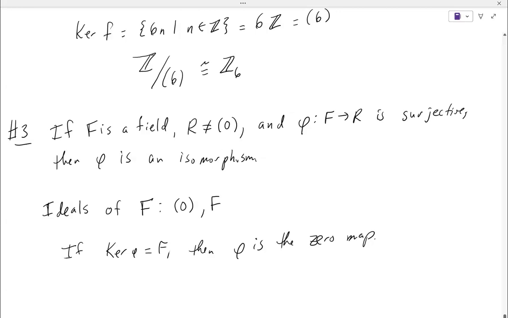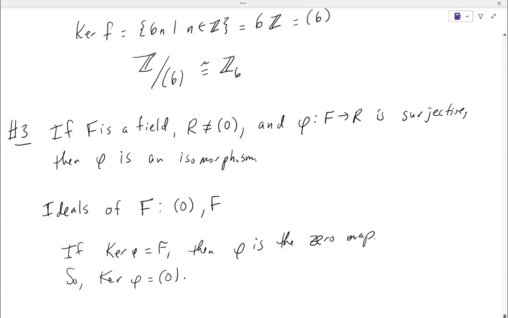Can you explain that again? Why is it just a 0 map? If the kernel is everything, and the kernel is the set of everything that maps to 0, then everything maps to 0. I just needed to say it a different way. Is that what we have in this situation? No. It says that we have a non-trivial ring and it's surjective, so it's not the 0 map, correct? So the kernel of phi here must just be 0.